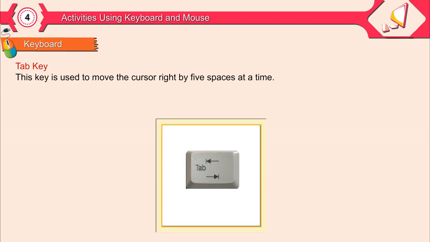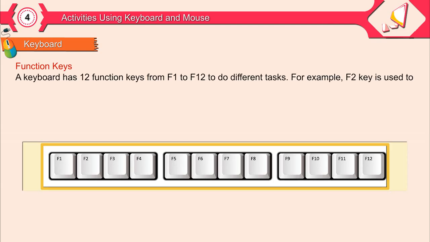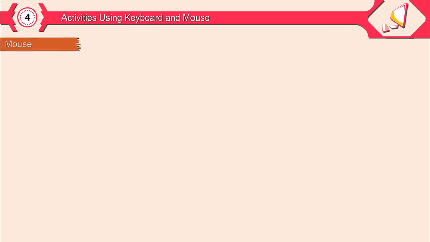Tab key. This key is used to move the cursor right by 5 spaces at a time. Page up, page down keys. We use the page up, page down keys to move a page up or down. Function keys. A keyboard has 12 function keys from F1 to F12 to do different tasks. For example, F2 key is used to rename a selected file or folder.